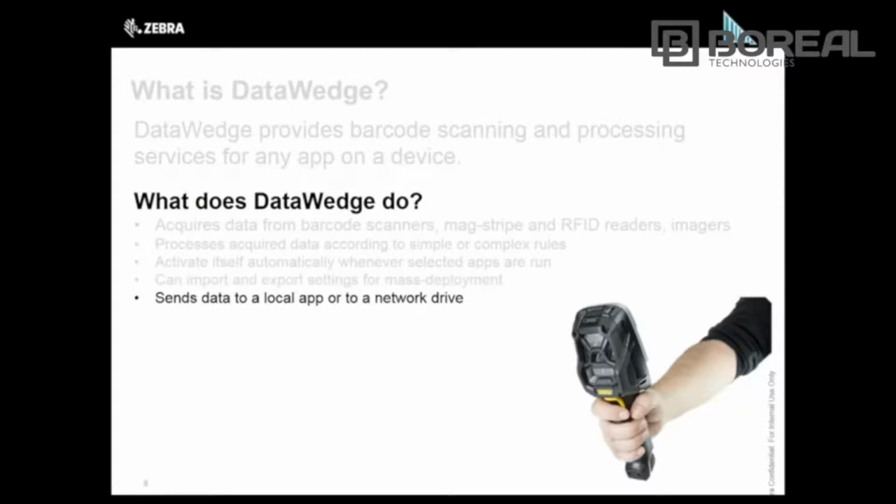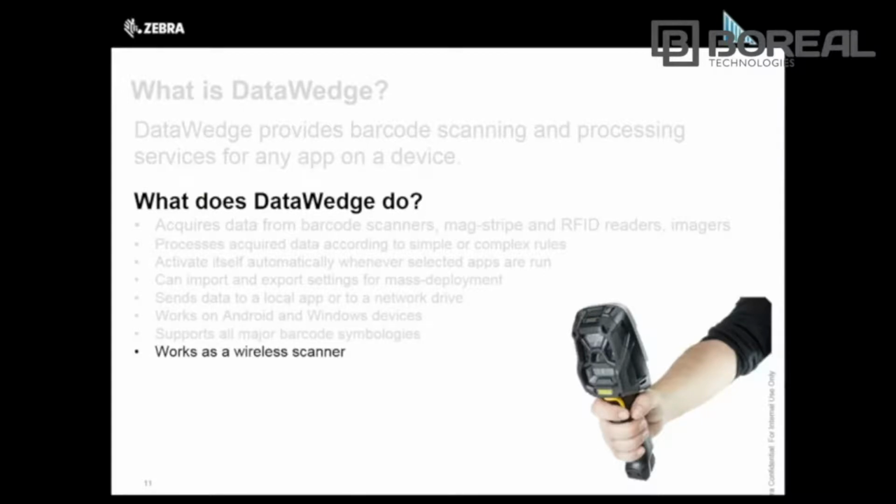It sends data to a local app or to a network. So if I want the data to be acquired and sent to a server someplace and stored there for further processing or manipulation or plugged into an application of some other kind, you can do that too. It works on Android and Windows devices, and it supports all major barcode symbologies. So no worries about something that's not compatible. Zebra is constantly updating the symbologies that we support.